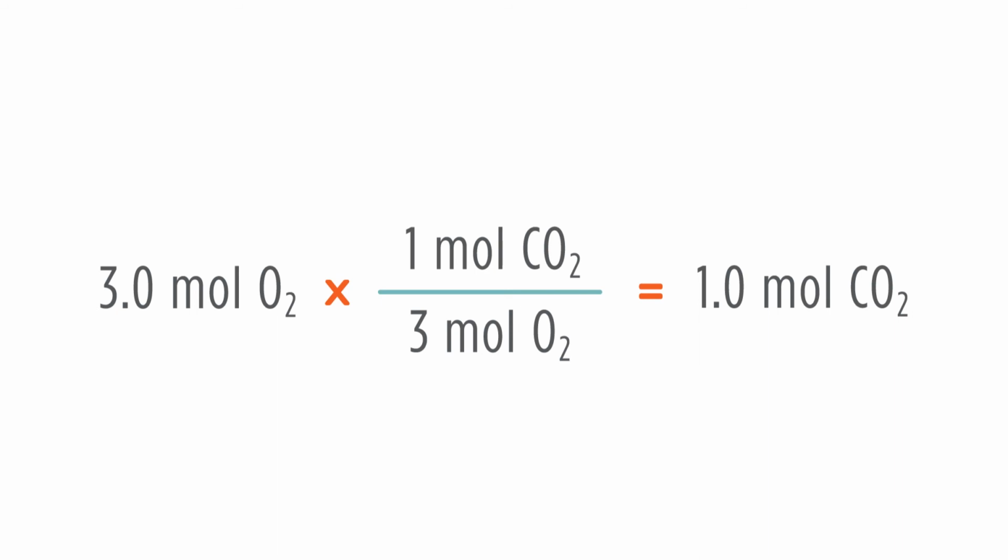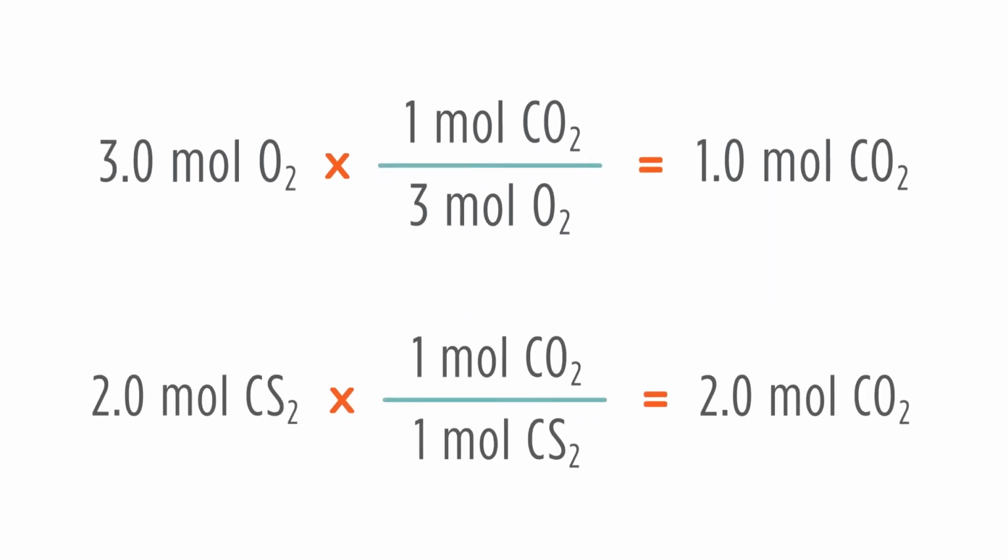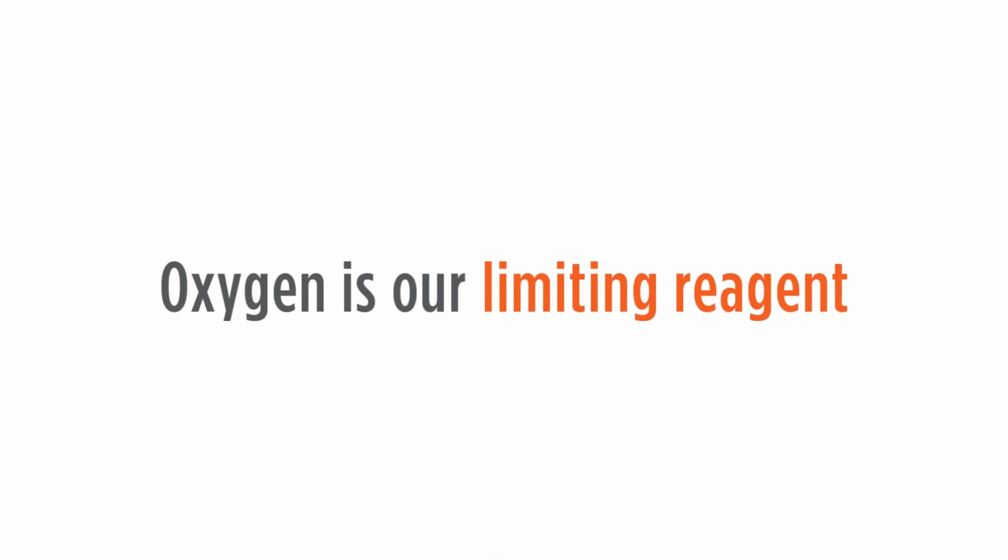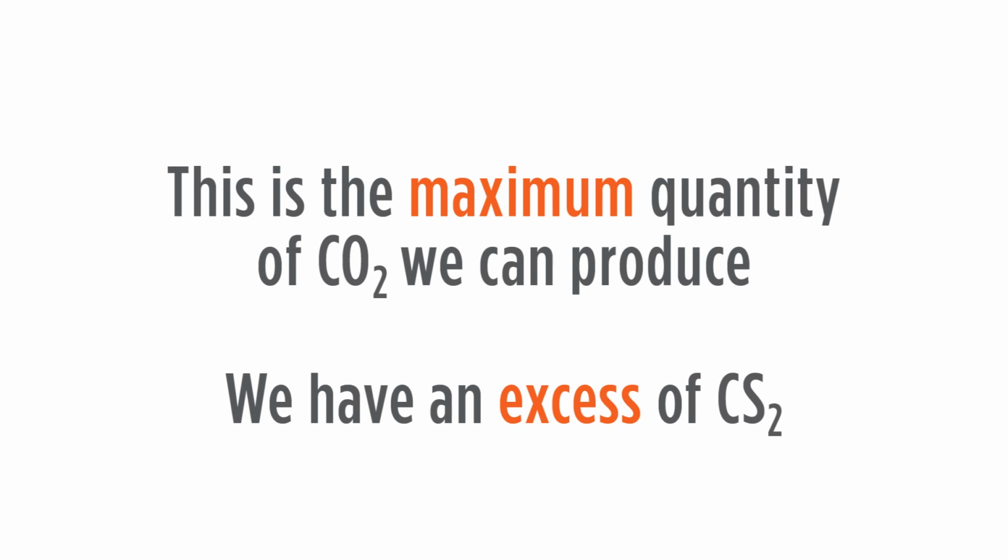We convert them both to the same product. Now we can compare apples to apples, and we see we have 2 moles starting from the carbon disulfide and 1 mole starting from oxygen. That means that oxygen is our limiting reagent. As our limiting reagent, that means that this is going to be the maximum quantity of carbon dioxide we can produce. We actually have an excess of the carbon disulfide.